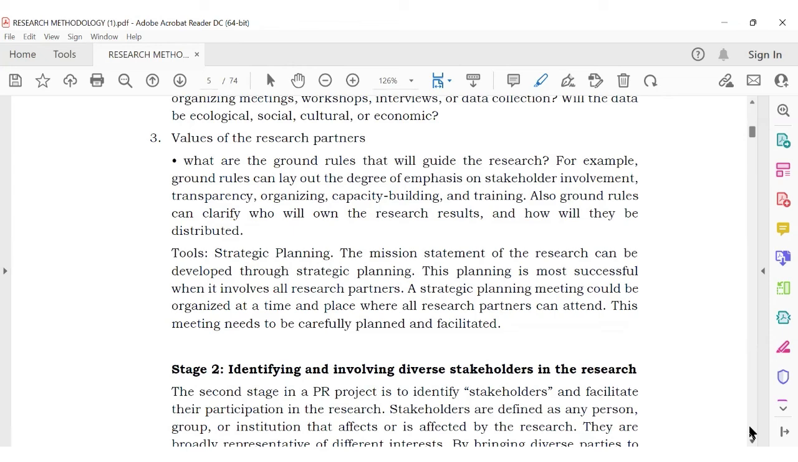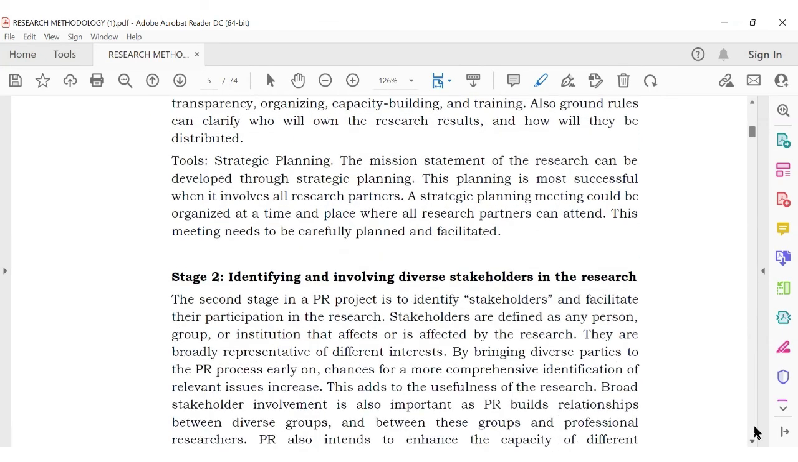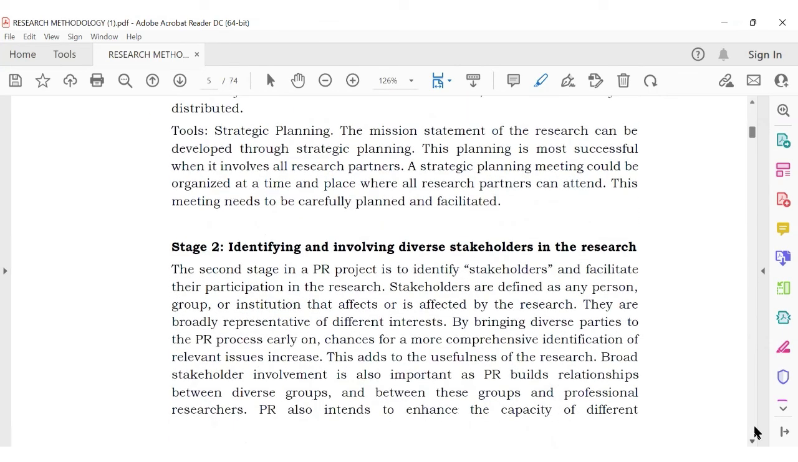Okay. So in the next class, we'll do stage number 2, that is, identifying and involving diverse stakeholders in the research.